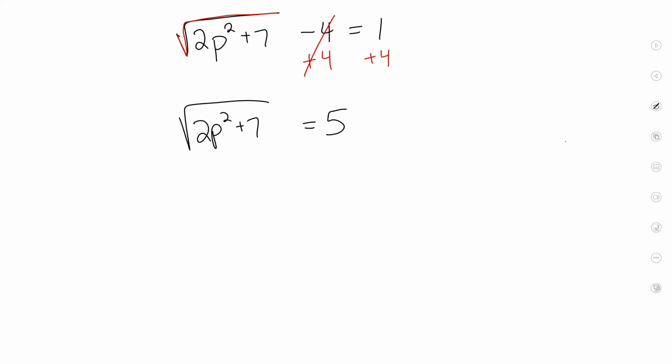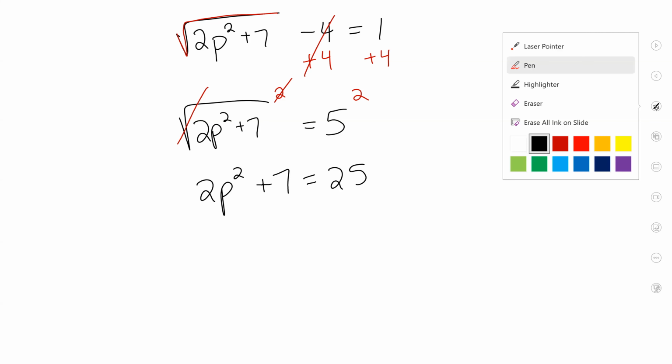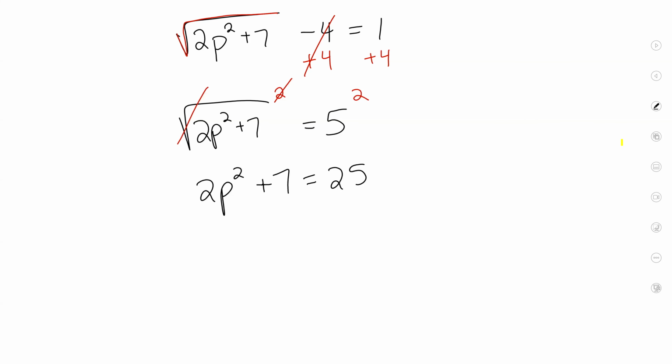All right, so now what can I do? Yes, we have to square both sides. So the square root will cancel out with the squared. Now let's see what we're left with. I am left with 2p squared plus 7 equals, what's 5 squared? 25. All right, now my goal is to get this p-value by itself.